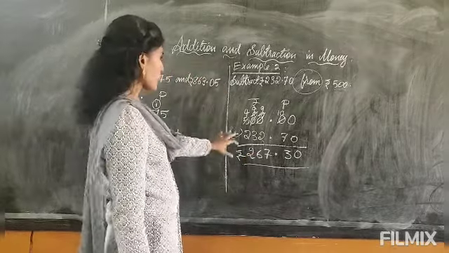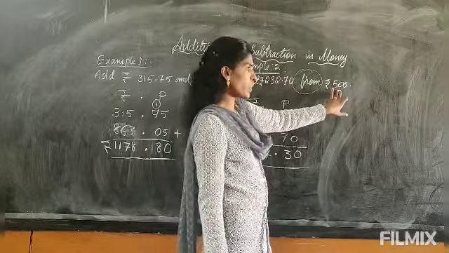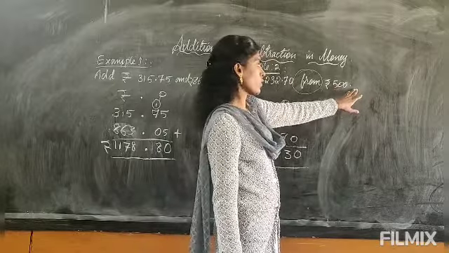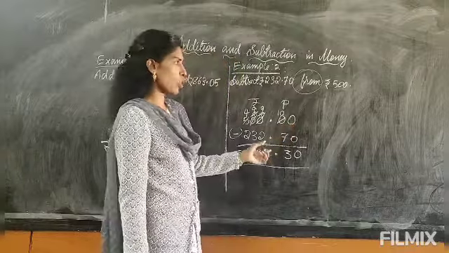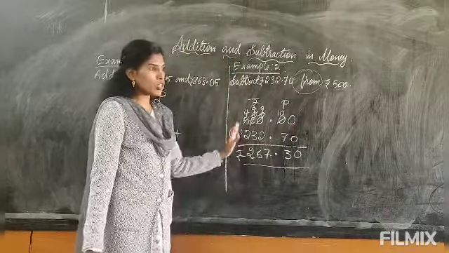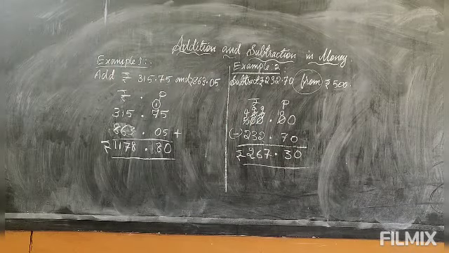This is the way to subtract. This is all I was explaining. If there is only rupees and no paise, in that place you have to put 0 so that you won't make a mistake. Arrange rupees in the rupees column and paise in the paise column, then you won't make mistakes.